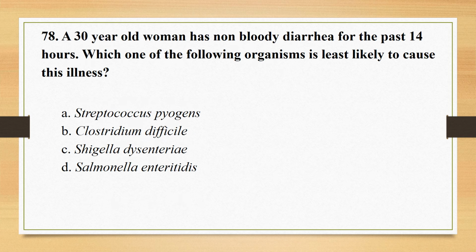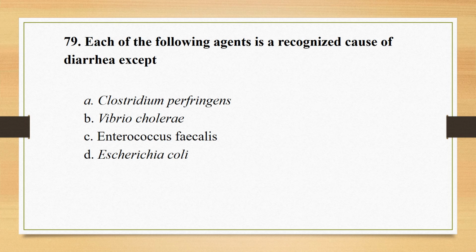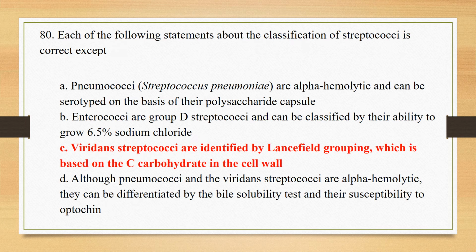A 30-year-old woman has had non-bloody diarrhea for the past 14 hours. Which one of the following organisms is least likely to cause this illness? Streptococcus pyogenes is not responsible for diarrhea. Which of the following agents is a recognized cause of diarrhea except? The best answer is Enterococcus faecalis, which is not responsible for diarrhea. Each of the following statements about the classification of streptococci is correct except: streptococci are identified by Lancefield grouping, which is based on the C carbohydrate in the cell wall. That is not the correct answer.